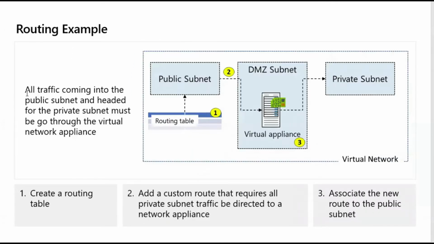The routing example: all traffic coming into the public subnet and headed for the private subnet must go through the virtual network appliance. When the public subnet wants to communicate with the internal network or private subnet, it will go via this virtual appliance. So we can create a routing table, add a custom route that requires all the private subnet traffic be directed to a network appliance, and number 3, associate the new routing table with this particular subnet. In this way, we can create a default route, like in an on-premises networking environment where we create a default route or static route. Similar things we'll be able to create here.